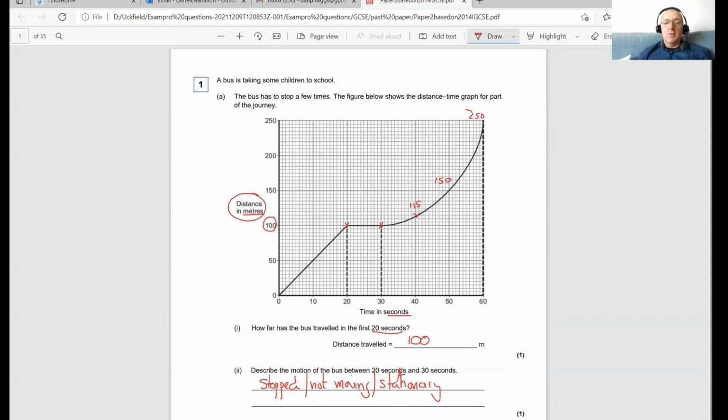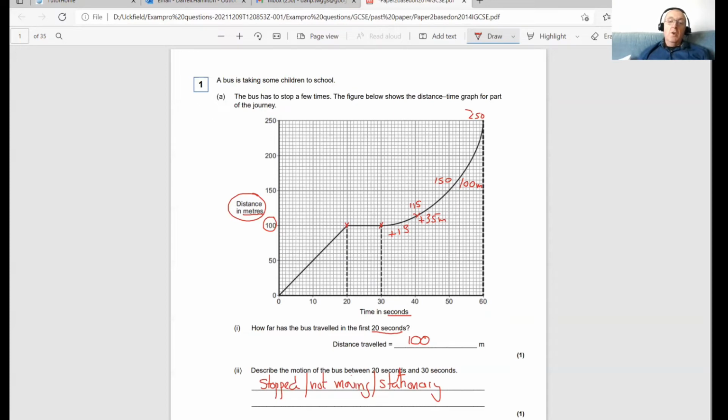So you can see going from 30 to 40, you've added 15 meters to the distance. Between 40 and 50, you've added 35 meters. And between 50 and 60, you've added 100 meters. Now, you wouldn't be expected to do these calculations, but I'm doing this by way of illustration.